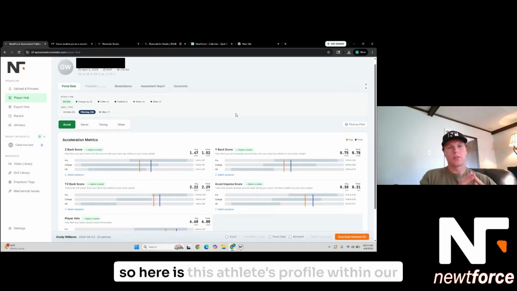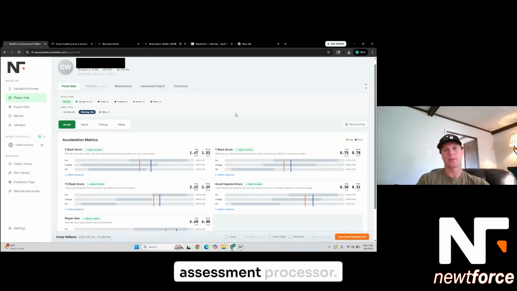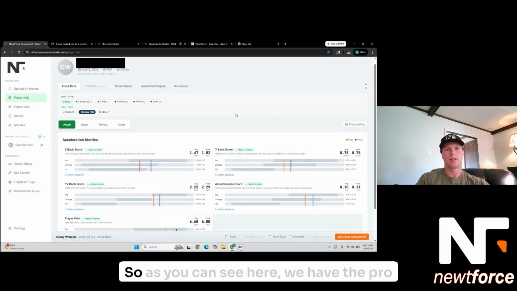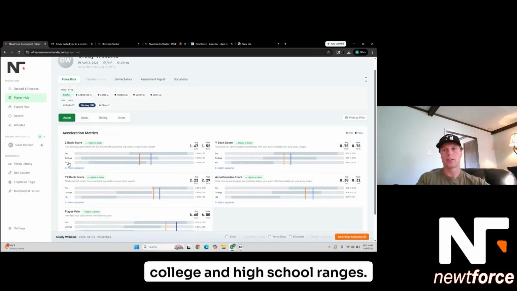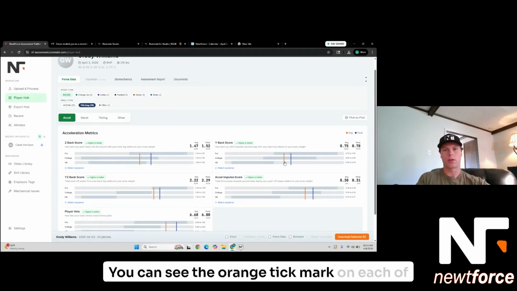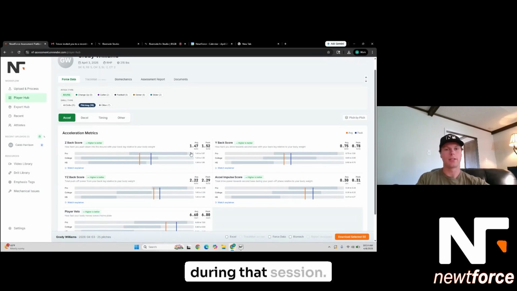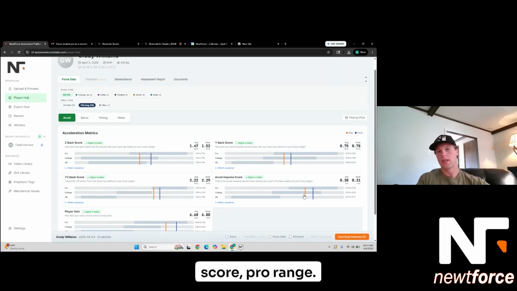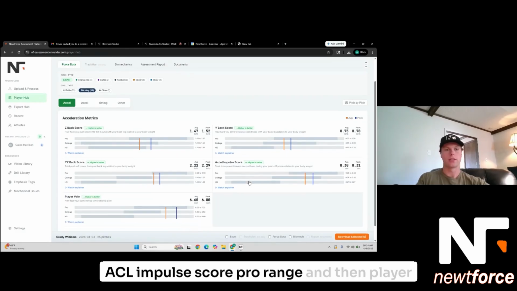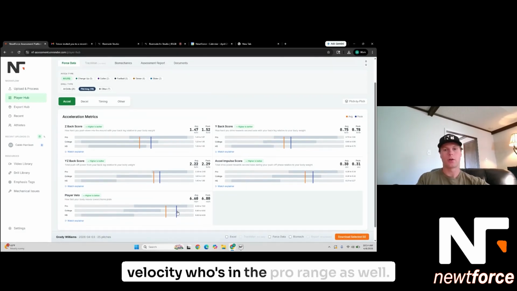So here is this athlete's profile within our assessment processor. As you can see here, we have the pro, college, and high school ranges. You can see the orange tick mark on each of those is his average during that session, and then the blue tick mark is his peak during that session. So for things like Z back score, he's obviously in the pro range, Y back score, pro range, ACL impulse score, pro range, and then player velocity, who's in the pro range as well.